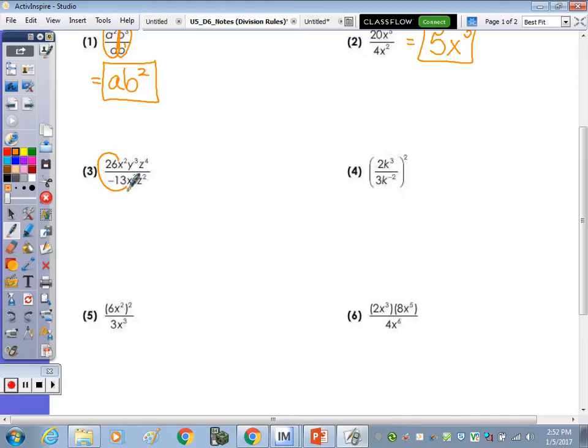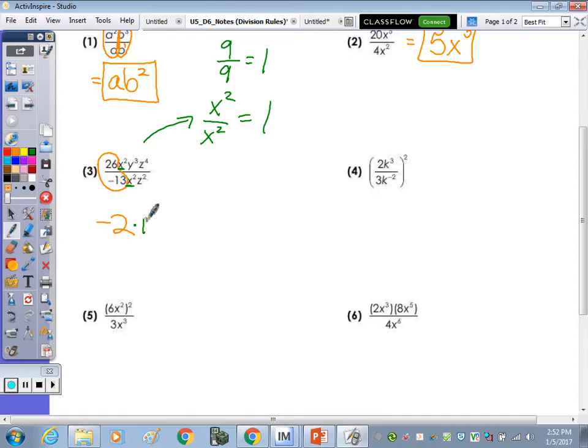26 divided by negative 13 is? Good. And then how about x squared divided by x squared? It would be x to the 0, but it's 1. Think about it, though, off to the side. x squared over x squared, if you have any number divided by itself, what do you get? 1. So x squared over x squared is also 1. It wouldn't be a negative 1. The correct answer is 1.